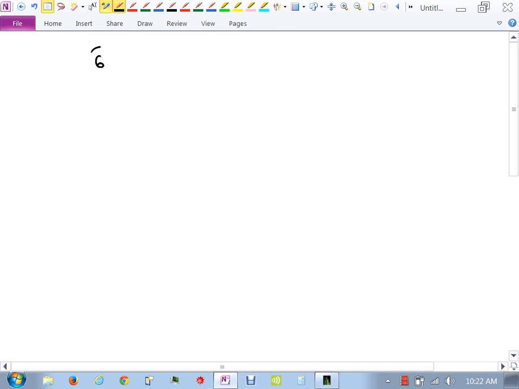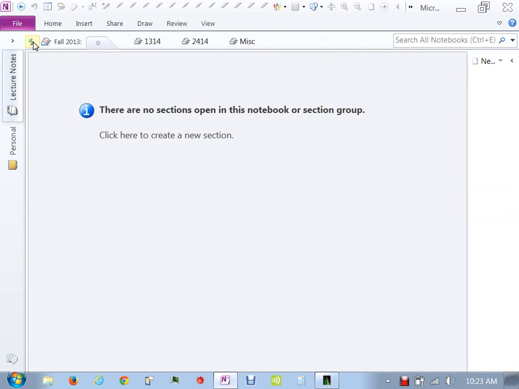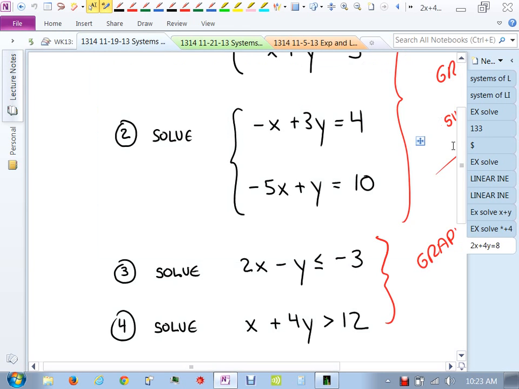All right, number 6. Now I'm going to do this problem, but I want to go back to something from one of our last lectures that we had.